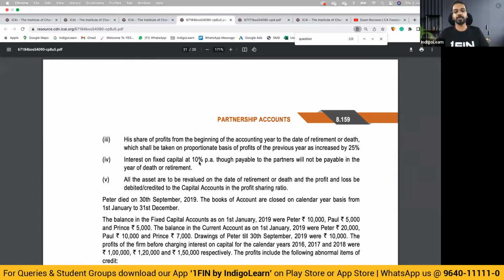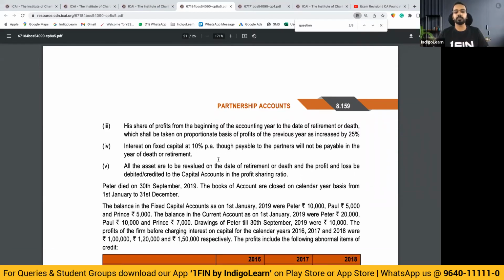Interest on fixed capital of 10% per annum payable to the partners will not be payable in the year of death or retirement. Again, in this part, you will not give interest. You will not give interest in the year of death. All the assets are to be revalued on the date of retirement or death, and the profit and loss to be debited or credited to the capital accounts in PSR. So this is also an extra information.